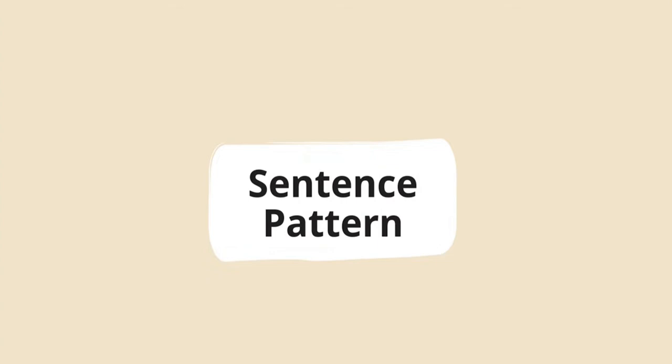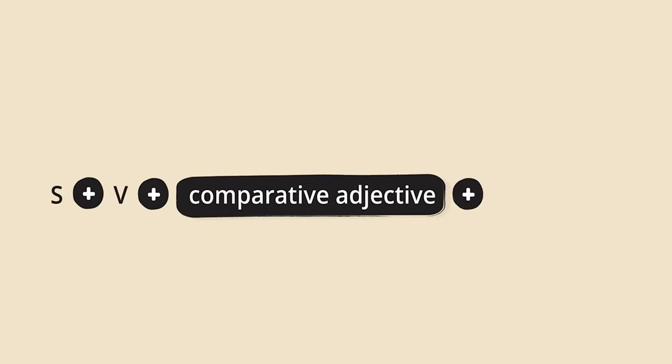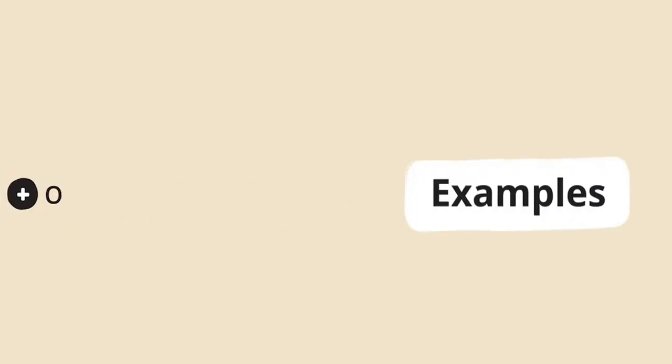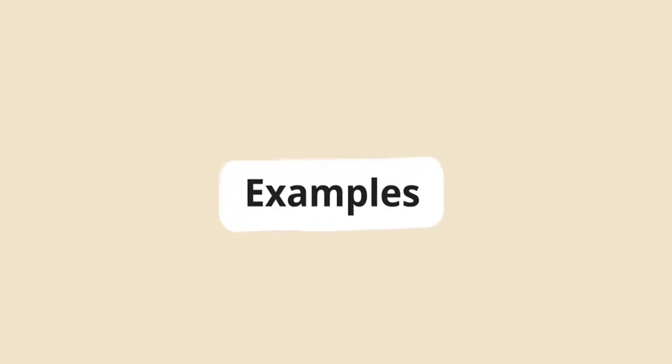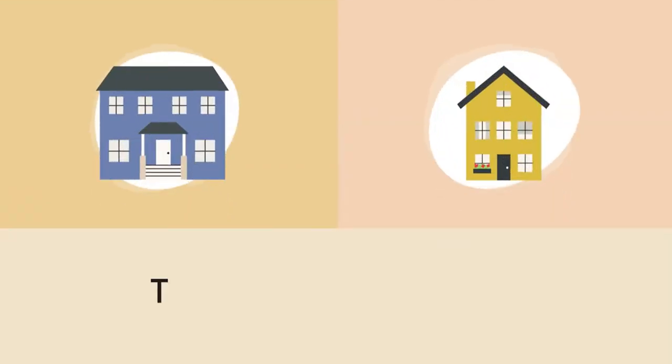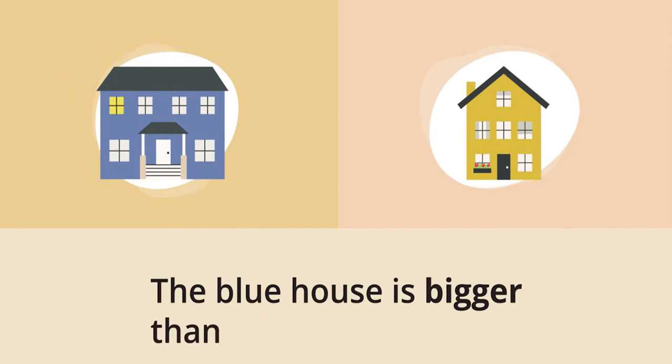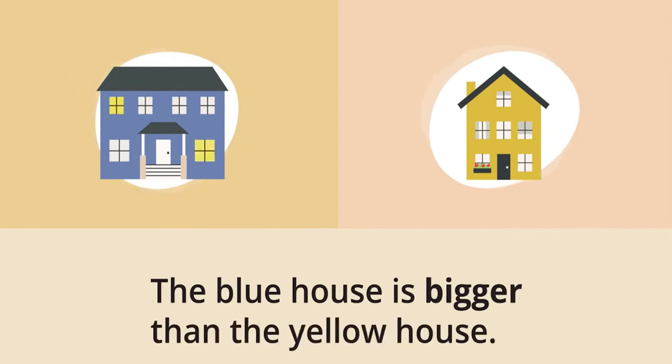The most common sentence pattern for comparative adjectives in English is subject plus verb plus comparative adjective plus than plus object. Let's look at some examples of comparative adjectives in a sentence. The blue house is bigger than the yellow house.